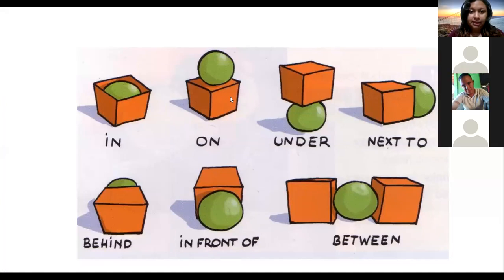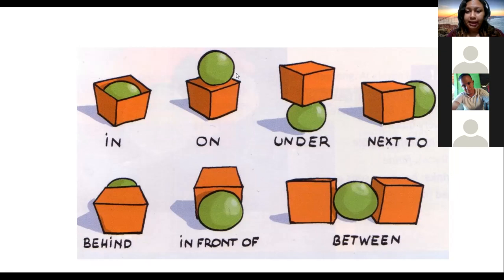Si se fijan, aquí solo tenemos in. Aquí está on, under. Esas tres son de una sola palabra. Aquí ya tenemos una preposición que tiene dos palabras. Next to. Entonces, solamente ocupo esas dos preposiciones. De ahí tengo otra que es de una sola palabra. Y aquí tengo otra preposición que es de tres palabras.